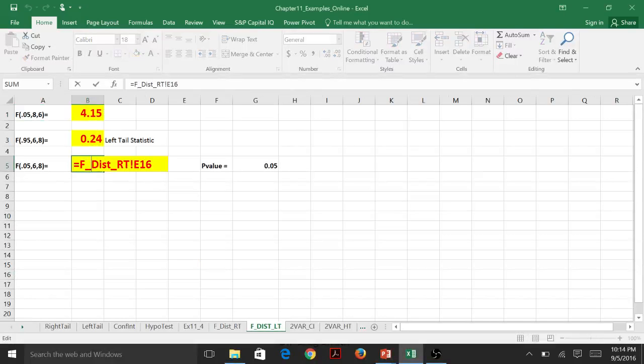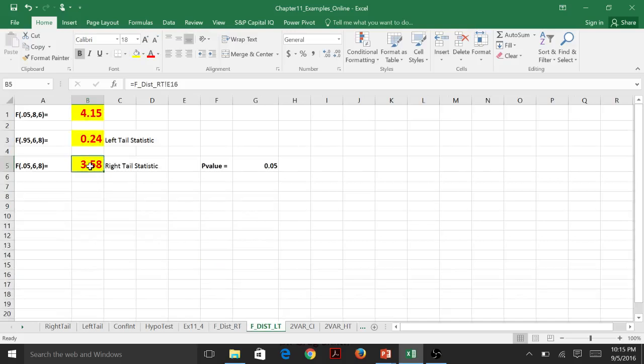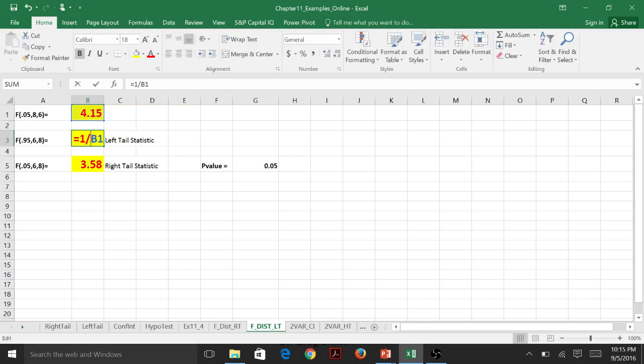We can calculate what we just saw from the previous page, 3.58. That's 5% with 6 and 8. If I want the value for 95% and 6 and 8, I have to calculate 5% at 8 and 6. So it's a right-tailed test with 8 and 6. Then I simply ratio it, and I get that value.